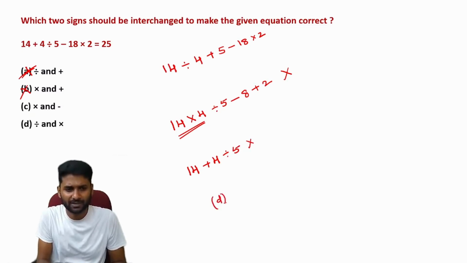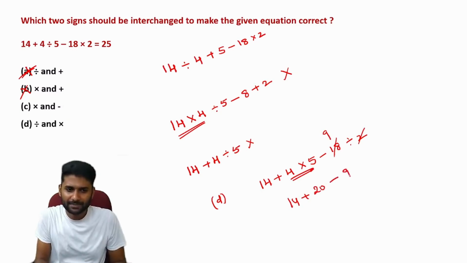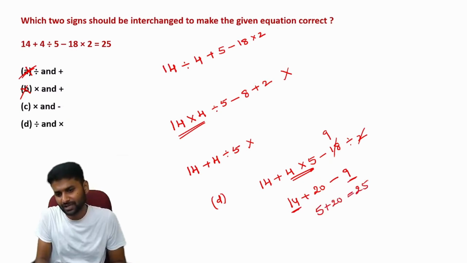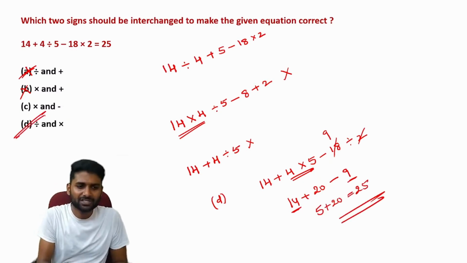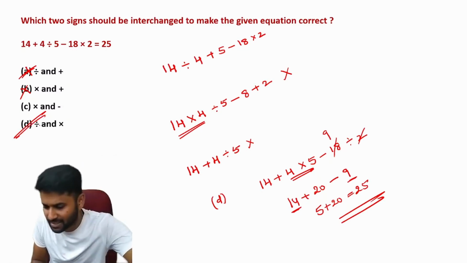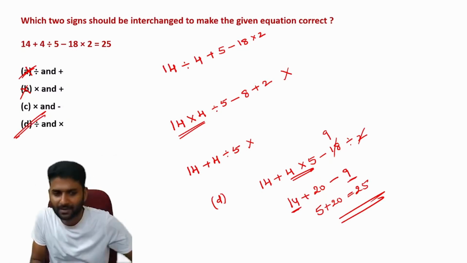The final option D. 14 plus 4 is multiplied with 5 minus of 18 divided by 2. So 2 goes into 18 exactly 9 times. So 4 into 5 is 20, and just subtract the 9 units. 14 minus 9, see the difference is 5 units. 5 plus 20 is equal to 25. Yes, if you interchange both division and multiplication, then the left and right hand side values are the same. So D is the suitable answer.